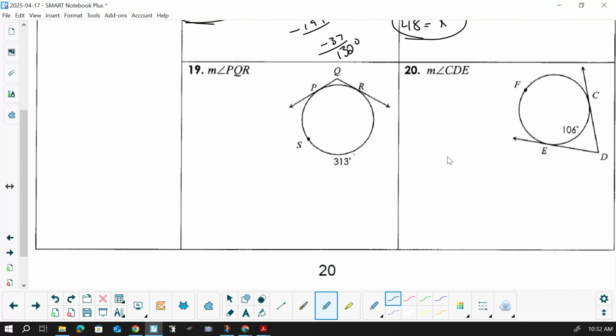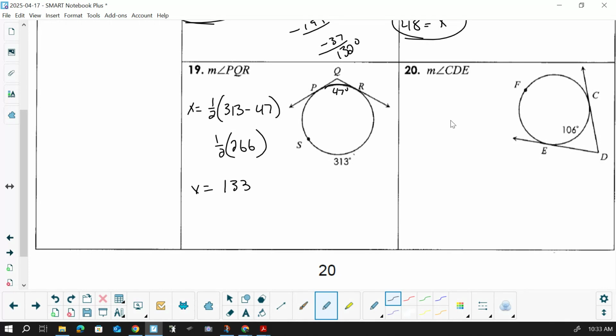Okay, 2 questions remaining. Big arc, don't have the small arc or the angle. But the big arc and the small arc are the whole circle. So 360 minus 313 gives me 47 for the small arc. So now we can do it. The angle, 1/2 big arc minus the small arc. 313 minus 47 is 266. 1/2 times 266 is 133. And that is your angle, PQR.